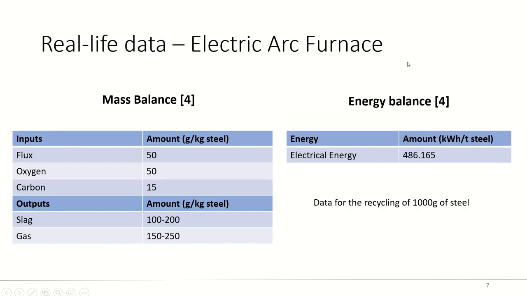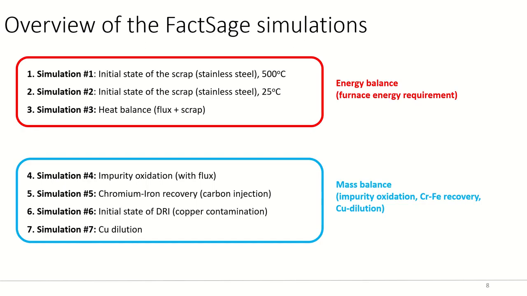So here's the mass and energy balance, which is the real life data that we are going to refer to as we go on with the simulations. So the purpose of this presentation is to simulate the equipment and compare the data that we are going to get with FactSage. So here's the outline of the different FactSage calculations that we are going to do today for the next 20 minutes or so.